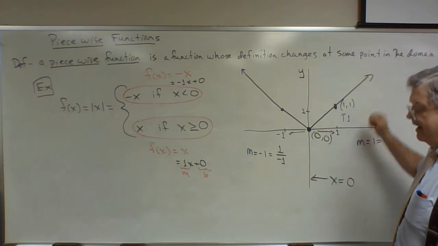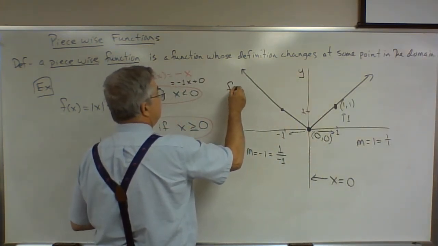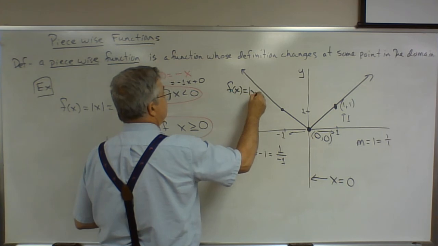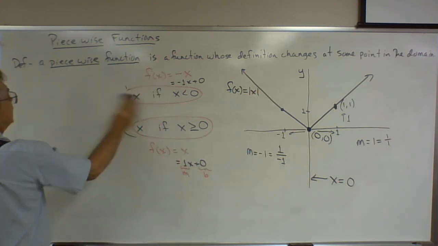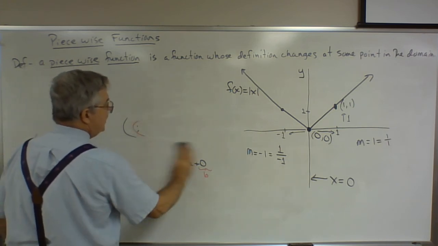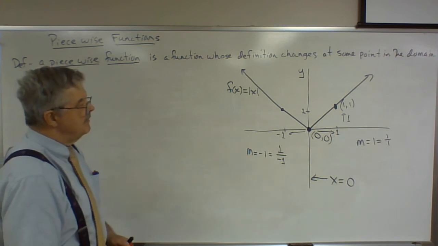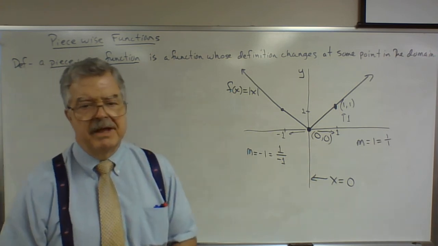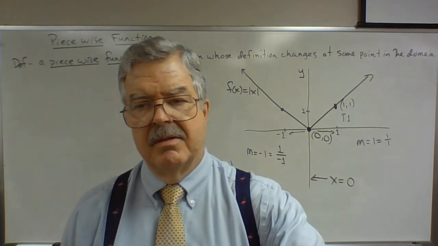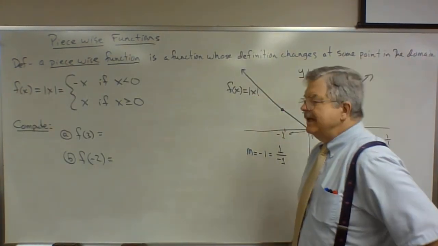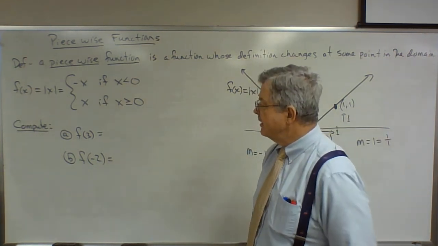We got the graph f of x equals absolute value of x. But I'm not quite done with this yet. I'll leave the graph up there for a little bit, but I want to do an example. Let's look and see how this works.